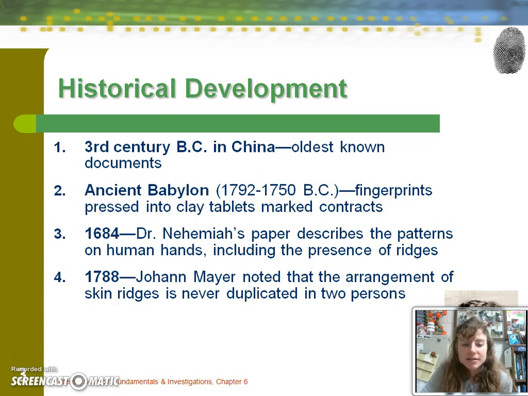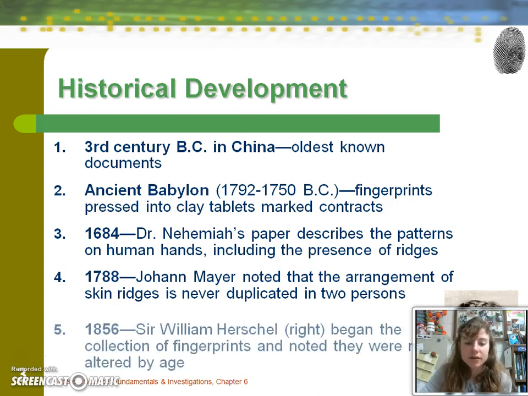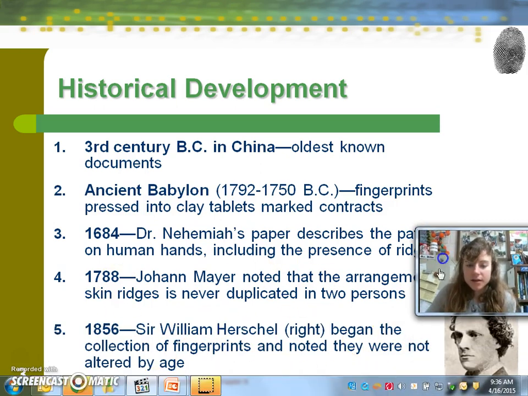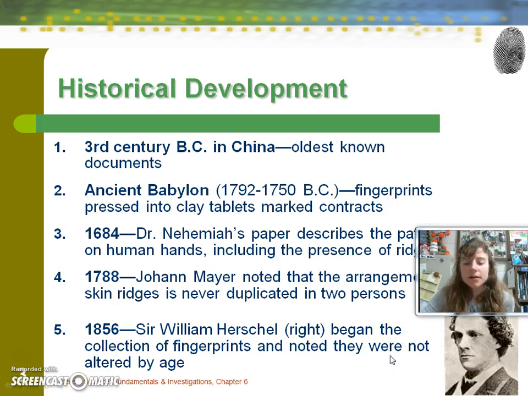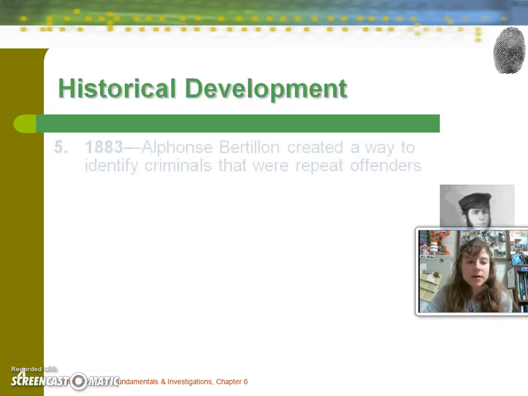And then 1788, noticing the arrangement of skin ridges is never duplicated in two persons, and that's a very important discovery. And then in 1856, the understanding that fingerprints are not altered with age, so they stay consistent throughout your life. Also an important thing for forensic science use.